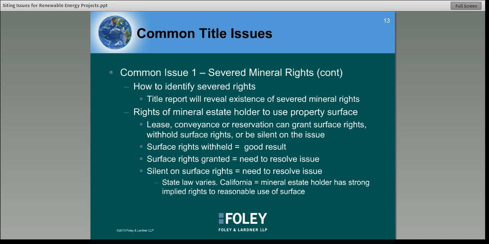The lease, conveyance, or reservation can treat this topic in one of three ways. It can either grant surface rights expressly, it can withhold surface rights, or it can be silent on the issue. If surface rights are expressly withheld, that's a great result. No need for further inquiry, and it shouldn't be a problem for the project. If the reservation expressly grants surface rights, that's a problem that needs to be resolved. And if the instrument is silent about surface rights, that also needs to be dealt with, because while state law does vary in this regard, in many states, including California, the mineral estate holder actually has a very strong implied right to reasonable use of the surface, even if it's not expressly stated in the instrument.